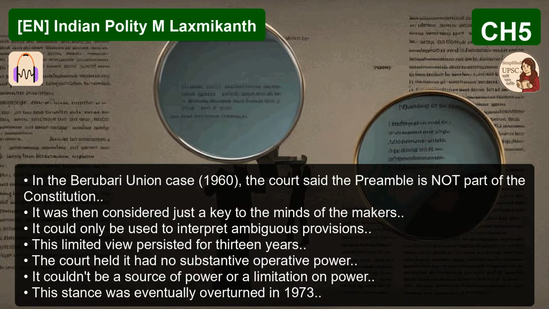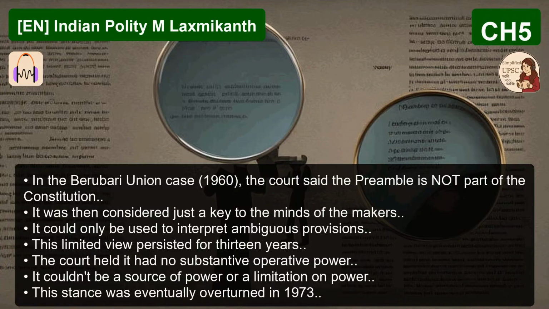So fraternity isn't just a state duty. No, it's a constitutional duty imposed upon the citizen as well. It's the ethical quid pro quo for the rights the preamble guarantees. We have dissected the text, but the true legal power of the preamble lies in its, well, tumultuous judicial history.